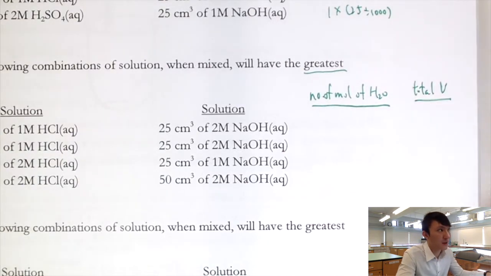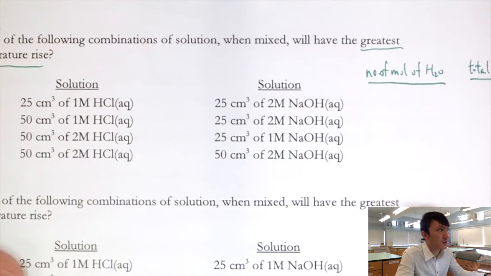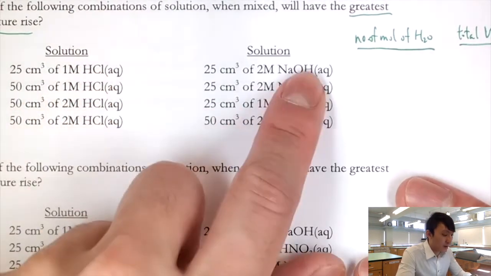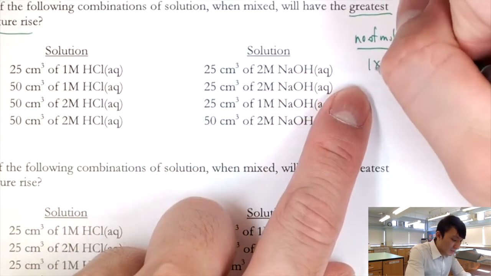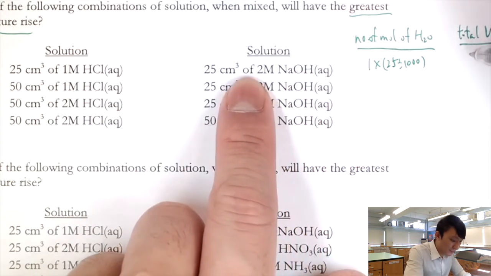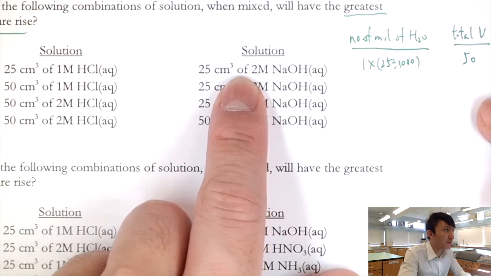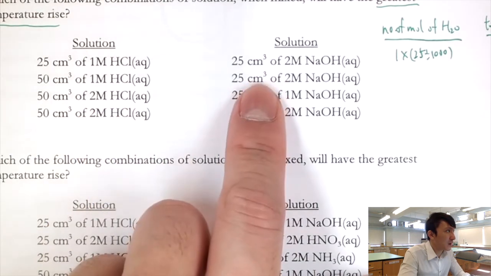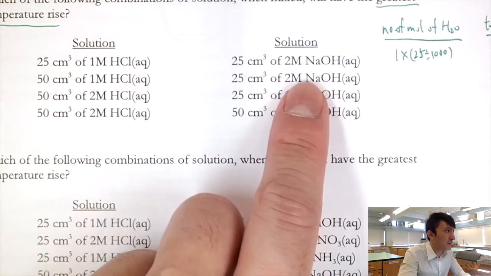Total volume, okay? So here, the first one, 1 M HCl, 2 M NaOH, so again it is 1 times 25 divided by 1000, okay? The total volume is 50, let's put it down, okay? Now for B, 50, 25, 1M, 2M.